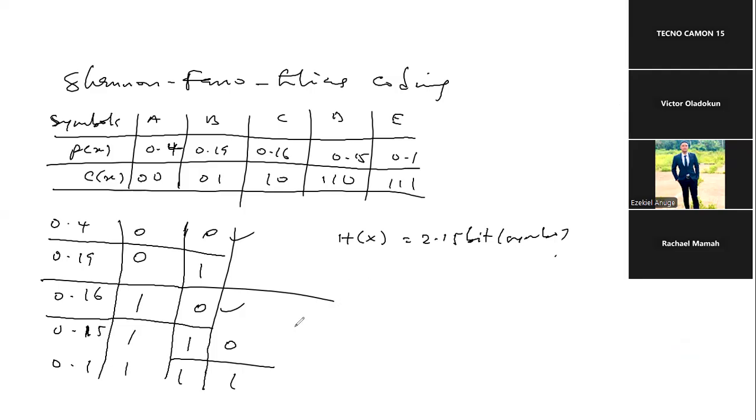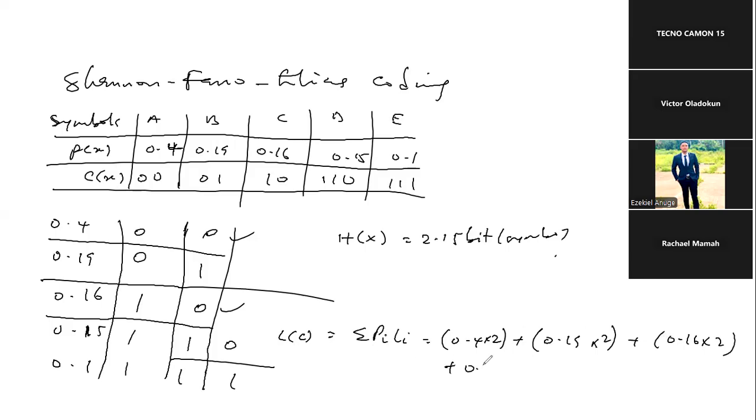So the expected length, L of C, will be the sum of P sub i times S sub i, which will be 0.4 times 2, plus 0.19 times 2, that's the bit length, plus 0.16 times 2 again, plus 0.15 times 3, plus 0.1 times 3. So once we perform this operation, we now have the length to be 2.25 bits per symbol.